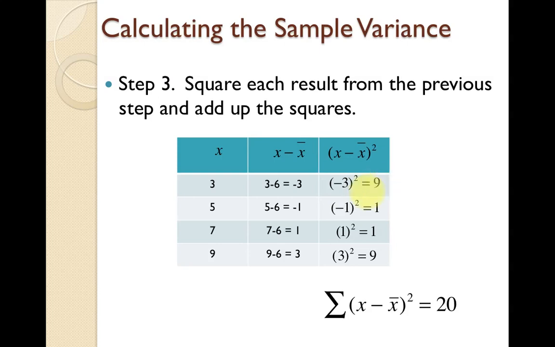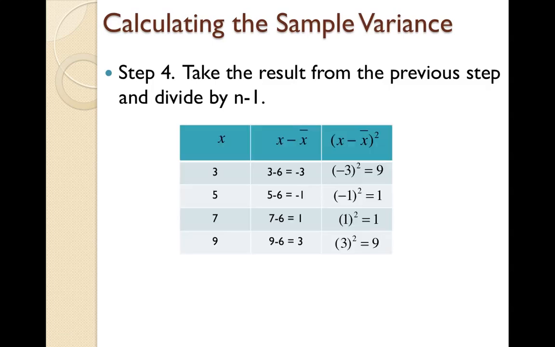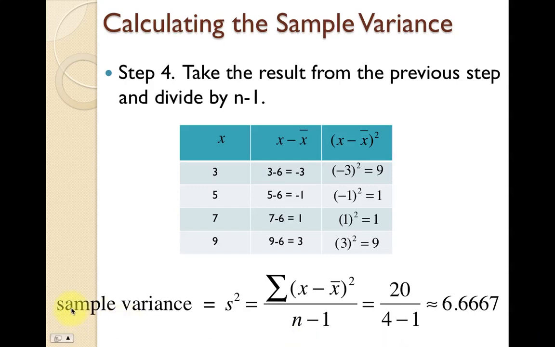Okay, add up the last column. So we're going to take the sum, capital Greek sigma, of all the x minus x bar squared. So we take 9 plus 1, that's 10 plus 1, that's 11 plus 9, that's 20. Now that becomes the numerator of our variance calculation. So we are going to take that answer and divide by n minus 1. So our sample variance is s squared. That's the notation that we use. We take the sum of all the x minus x bar squared. We got that to be 20. Divide by n minus 1. Well, since n is 4, there are 4 data values. 4 minus 1 is 3, and 20 divided by 3 is approximately 6.6667.